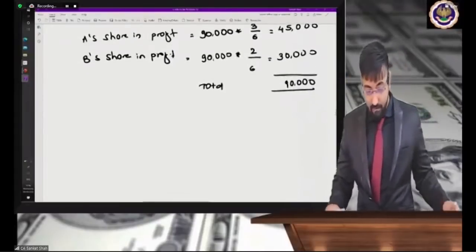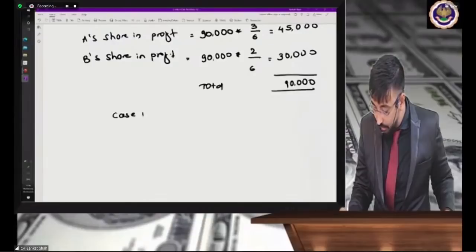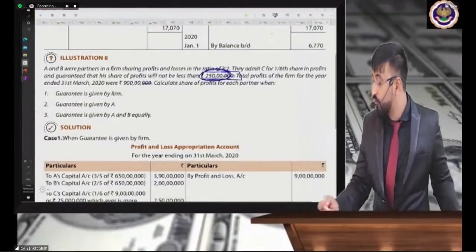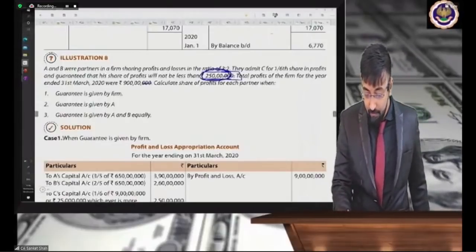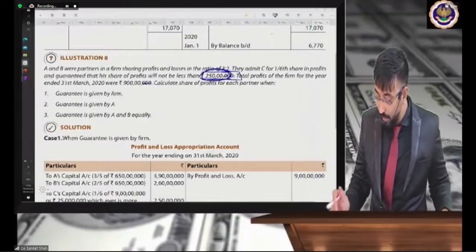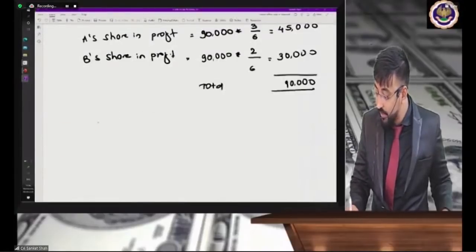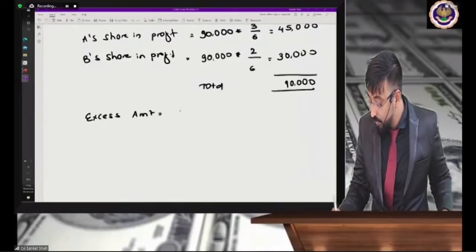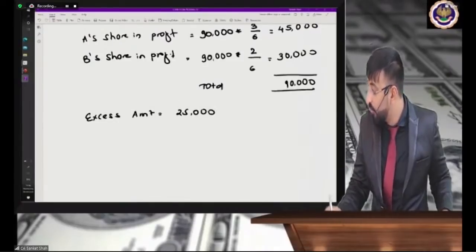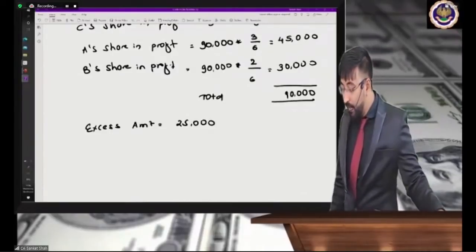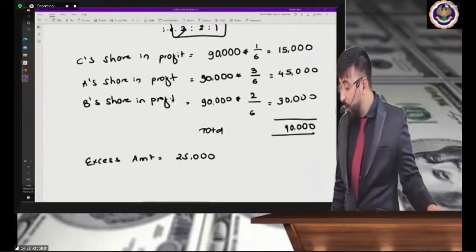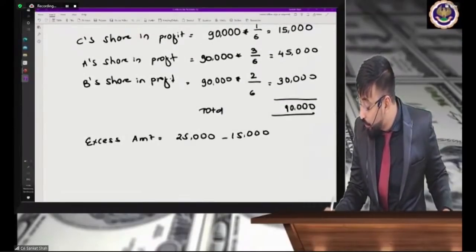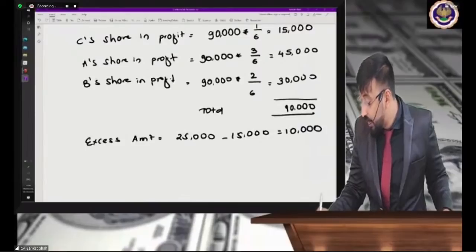Now case 1. Now tell me, what is case 1? That you are going to give 25,000 to C. So tell me excess amount that you have to pay. Excess amount, yes beta, excess amount to B, C. How much is the excess amount? 25,000. Say it. 25,000 you are going to pay to C, and according to ratio how much is it? 15,000. So tell me what is the excess amount that you want to pay? Yes, 10,000 is the excess amount.